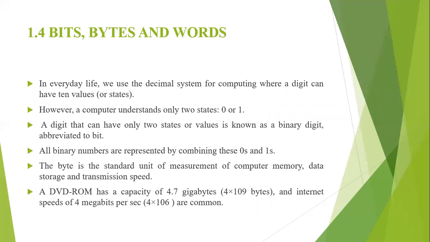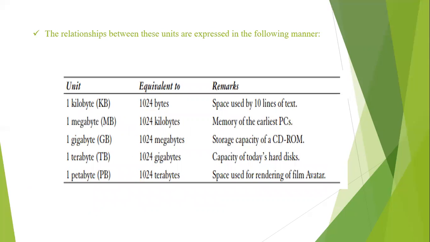And then I have discussed bits, bytes, and words. What's a bit? It's either 0 or 1. What's a nibble? It's a group of 4 bits. What's a byte? It's a group of 8 bits. I have also differentiated between 1 kilobyte, 1 megabyte, 1 gigabyte, 1 terabyte, and 1 petabyte. I've also discussed these terminologies.